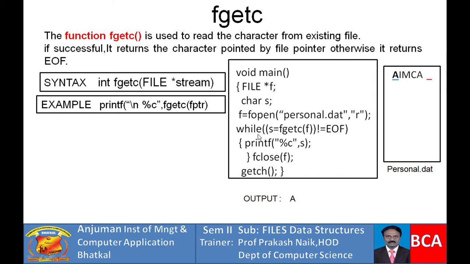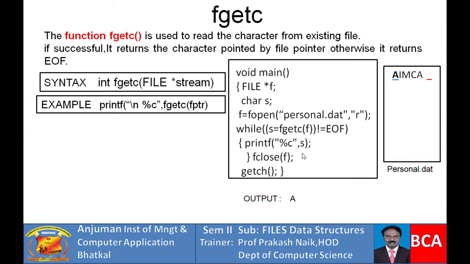So now, while s is equal to fgetc of f. Initially f was pointing to A. That A has been retrieved by fgetc, and that letter A is assigned to s here. Now this content of s is compared to end of file. Is it not equal to end of file? Yes, of course. s is equal to A and A is not equal to end of file. So the control goes inside the body of the while loop.